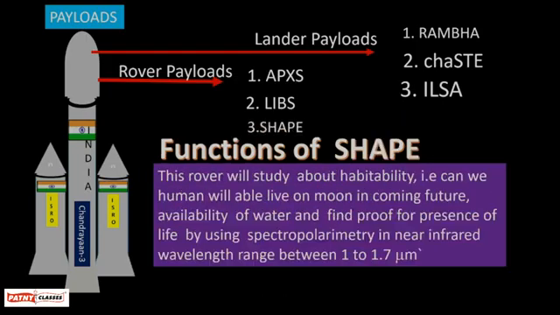The next rover payload is SHAPE. Function of SHAPE is this rover will study habitability. It will find out whether we humans will be able to live on moon in coming future. It will also find out availability of water and find proof for presence of life by using spectropolarimetry in near infrared wavelength range between 1 to 1.7 micrometer.